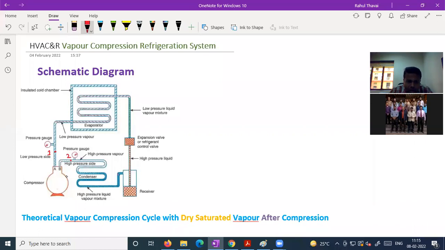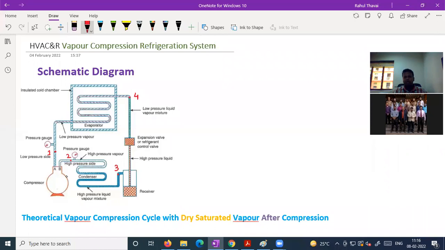Let me plot this as point number three. From the condenser, it goes to what? It goes to the expansion valve. You can see this is the expansion valve. From the expansion valve, it comes out at point number four. If you want it more specifically, I'll just mention that point here. This is point number four.